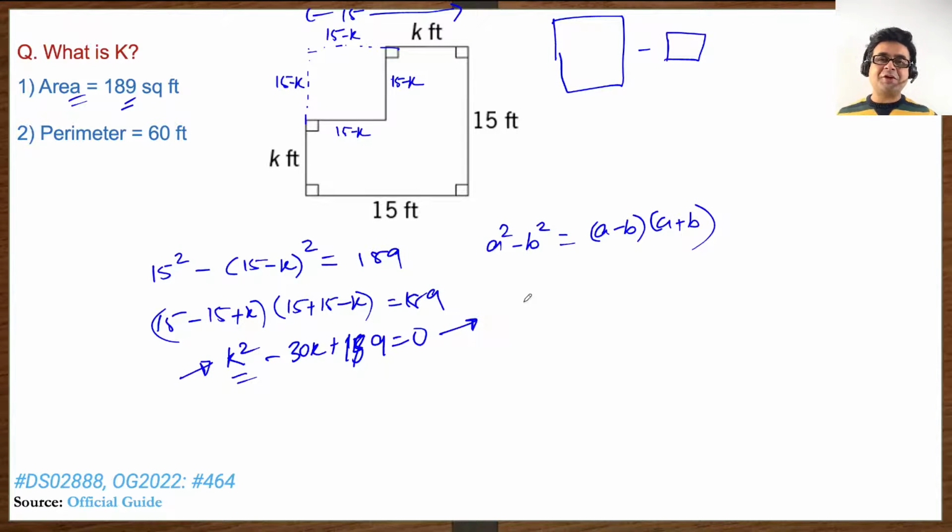I'm not going to go into detail of solving the equation because that is just going to take time, and I am assuming you already know how to solve for quadratic. You will actually get k equal to 9 and k equal to 21.